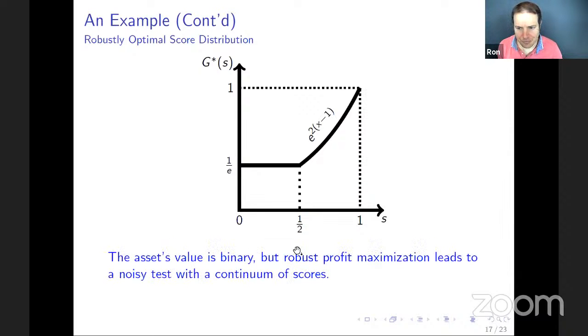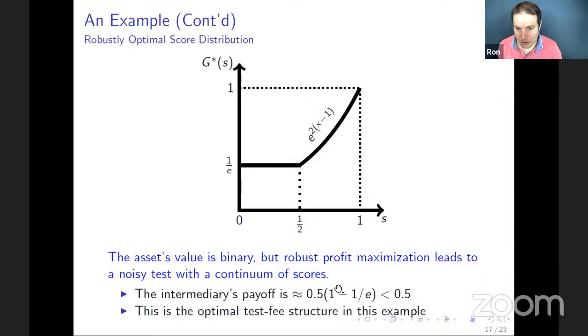Okay. So we can see that even though the asset value is binary, this robust profit maximization gives us a noisy test with a continuum of scores. And that's going to be a general feature, right? And we can compute the intermediary's profit. It's going to be this amount, which is higher than a quarter, which is what we had in the fully revealing test, lower than a half. We can't get everything. We already saw that.